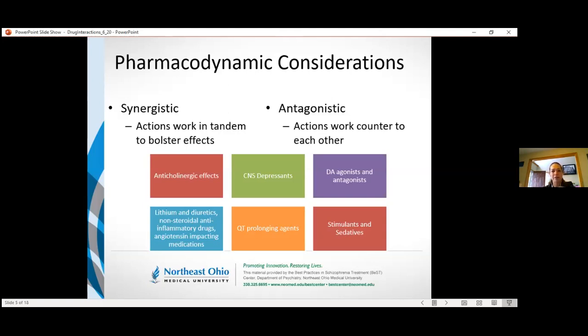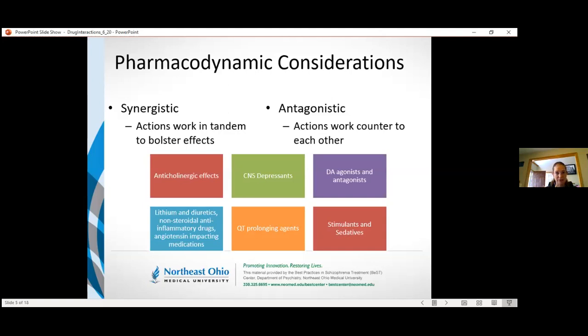Other pharmacodynamic considerations that I just wanted to point out, and again, not overly inclusive. So lithium's elimination renally can be impacted very dramatically by diuretics, which are going to change the amount of sodium that gets eliminated, or how often the body wants to reabsorb the sodium and may take the lithium instead.